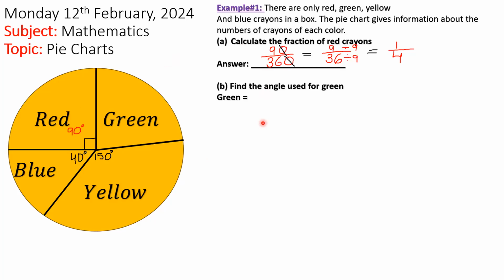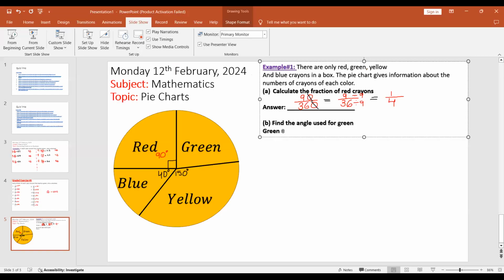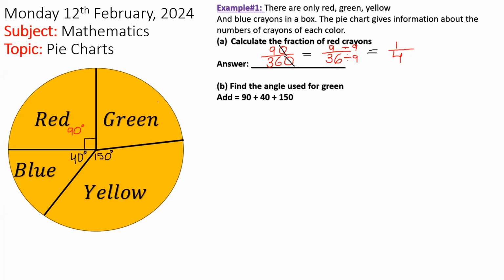The first thing we need to do is add all of the numbers together. So we're gonna add 90 plus 40 plus 150. That's the first thing we're gonna do in order to find green. When we add 90 plus 40 plus 150, what do we get? 280.